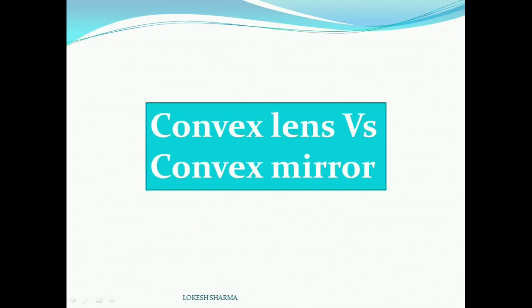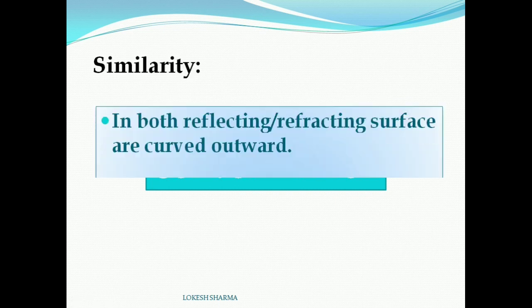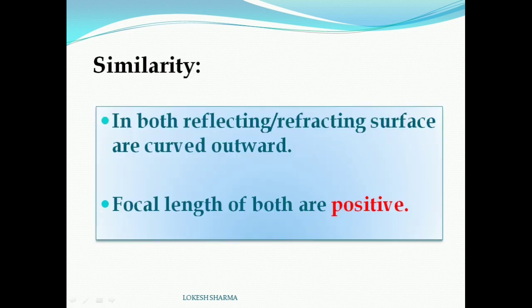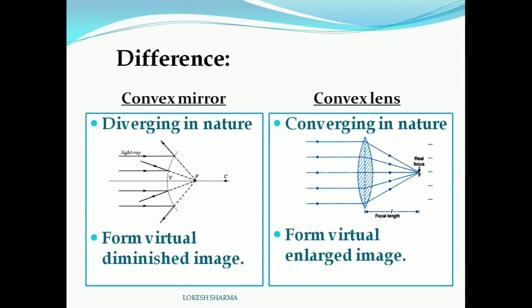Now discuss similarity and difference between convex lens and convex mirror. The similarity between these two is that both reflecting or refracting surfaces are curved outward and focal length of both is positive. We must keep one thing in our mind very clear, that convex means positive focal length. The difference between these two is that convex mirror is diverging in nature and forms virtual diminished image, whereas convex lens is converging in nature and forms virtual enlarged image.